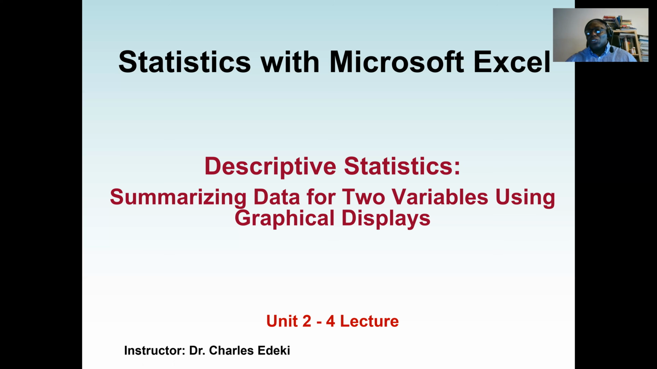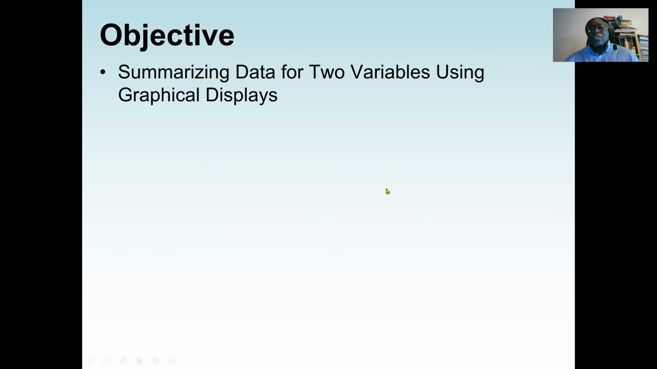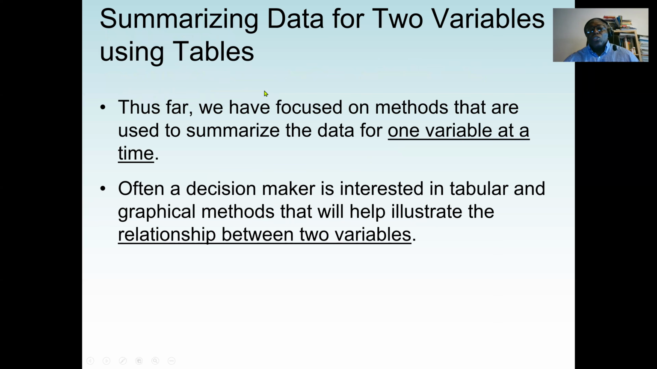Either there's a relationship, increase or decreasing, or there's no relationship. And that's what we are going to learn in this section. So our data set here will be two variables. So here we summarize data for two variables using tables. We can use tables. Also, again, we can use graphical tools or charts.